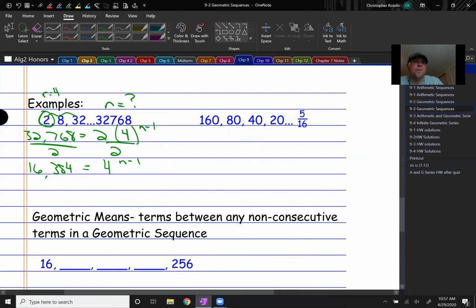And now I have to pause for just a second and say the variable is in the exponent. How do we solve it? Guess and check? Sure, if you want to. I'm not really up for that right now. I'd rather have a mathematical way. What? You said logs? Yes. In this case, I'm going to use the natural log. That brings my n minus 1 down. So I have n minus 1 times the natural log of 4. Let's divide out the natural log of 4.